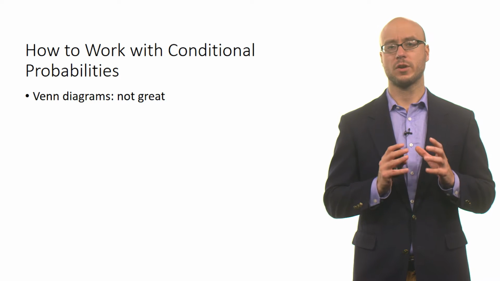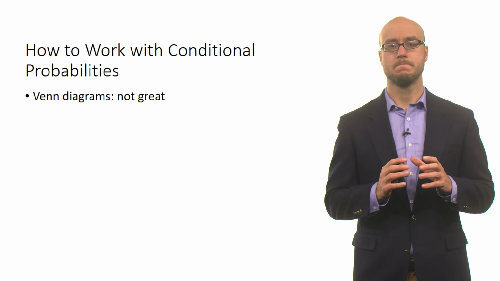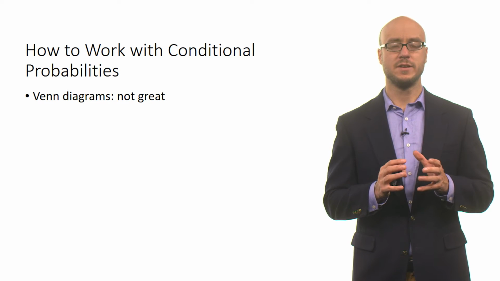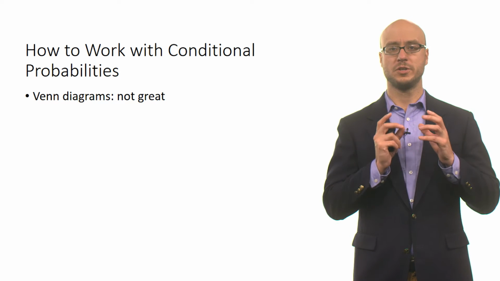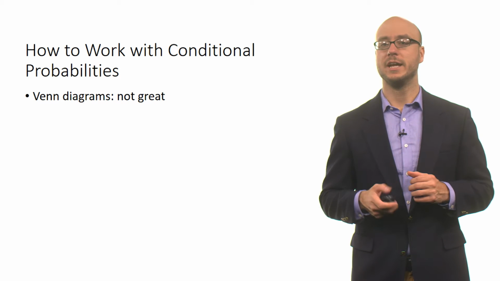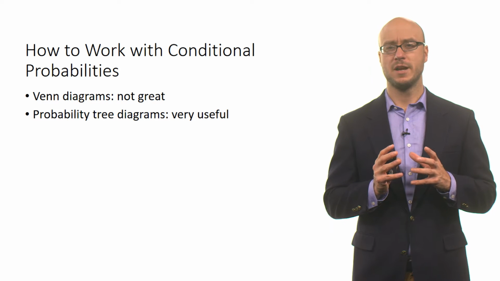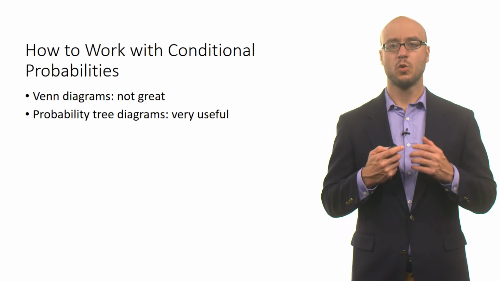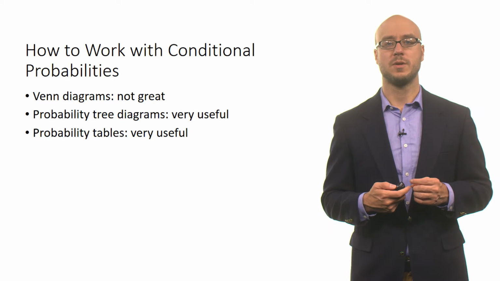Those aren't great for understanding conditional probabilities. The joint and disjoint aspects of Venn diagrams are quite useful. So I would say Venn diagrams are really more useful if you want to understand the addition rule, but they're not so great for the multiplication rule and conditional probabilities. However, there's something called probability tree diagrams. Often students find them quite useful for understanding the multiplication rule and working with conditional probabilities.